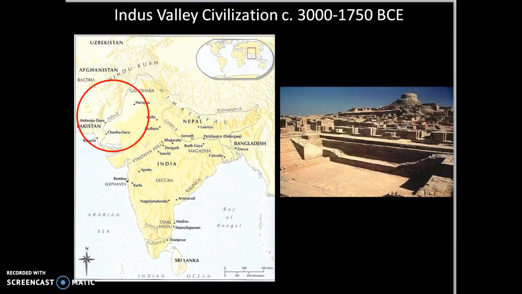The earliest known civilization in South Asia is the Indus Valley Civilization. Today it's in present-day Pakistan, which is northwest of India, along the Indus River. It flourished from about 3000 to 1750 BCE. So just to give you some timeline context, it's contemporary to the Old Kingdom of Egypt, the Minoan civilization of the Aegean, which we haven't yet talked about in this class, and the dynasties of Ur and Babylon in Mesopotamia.